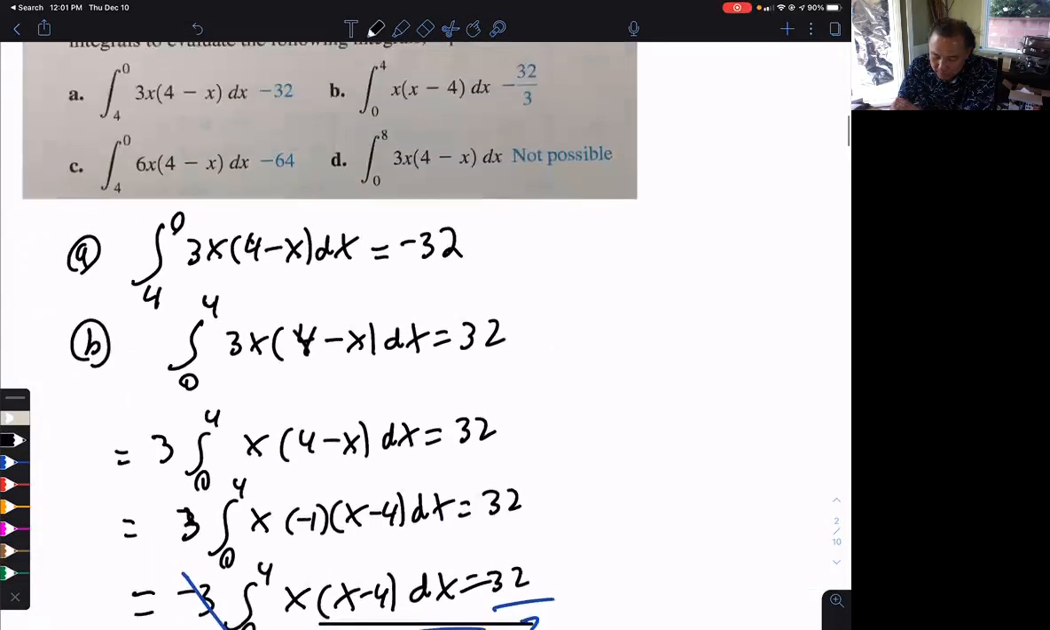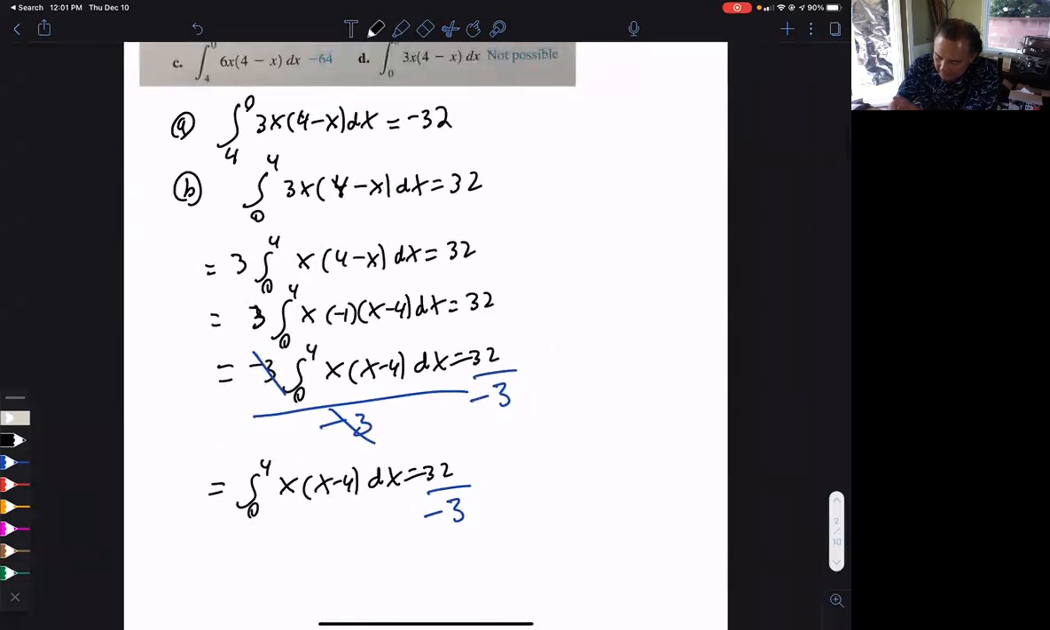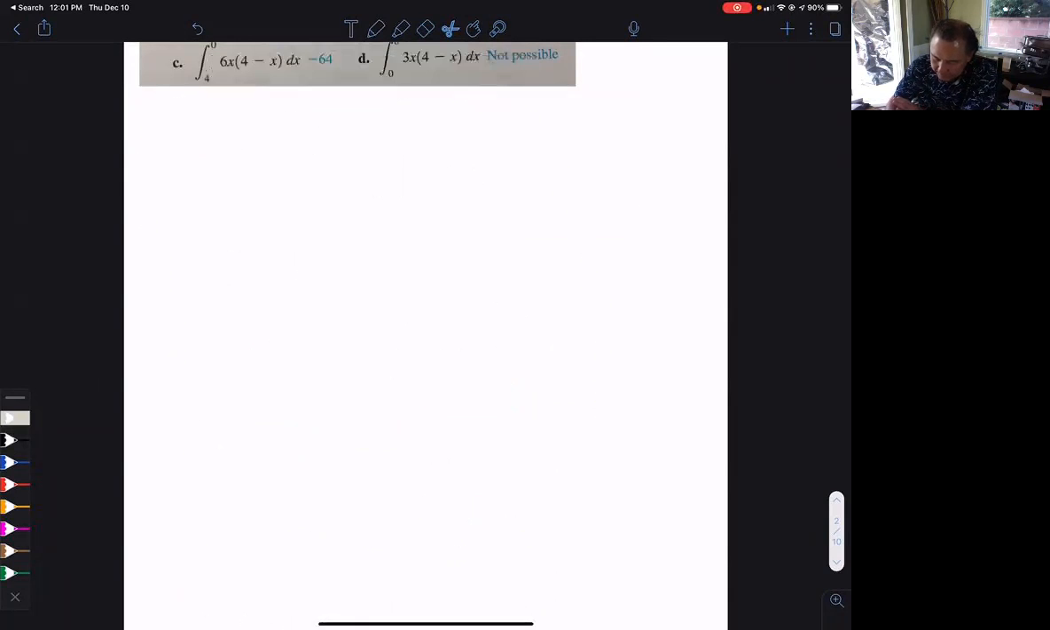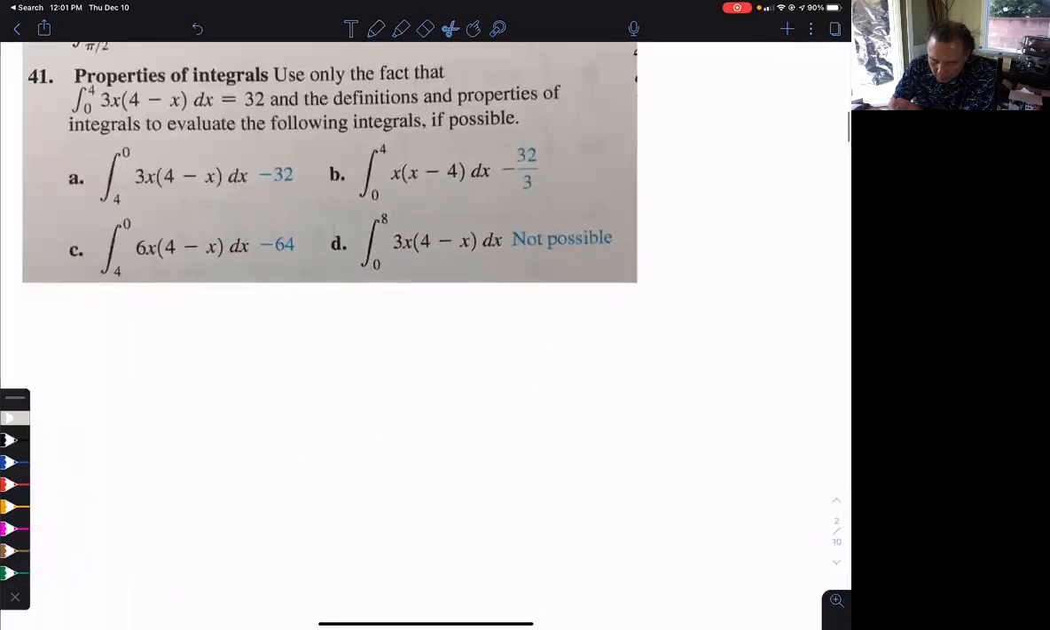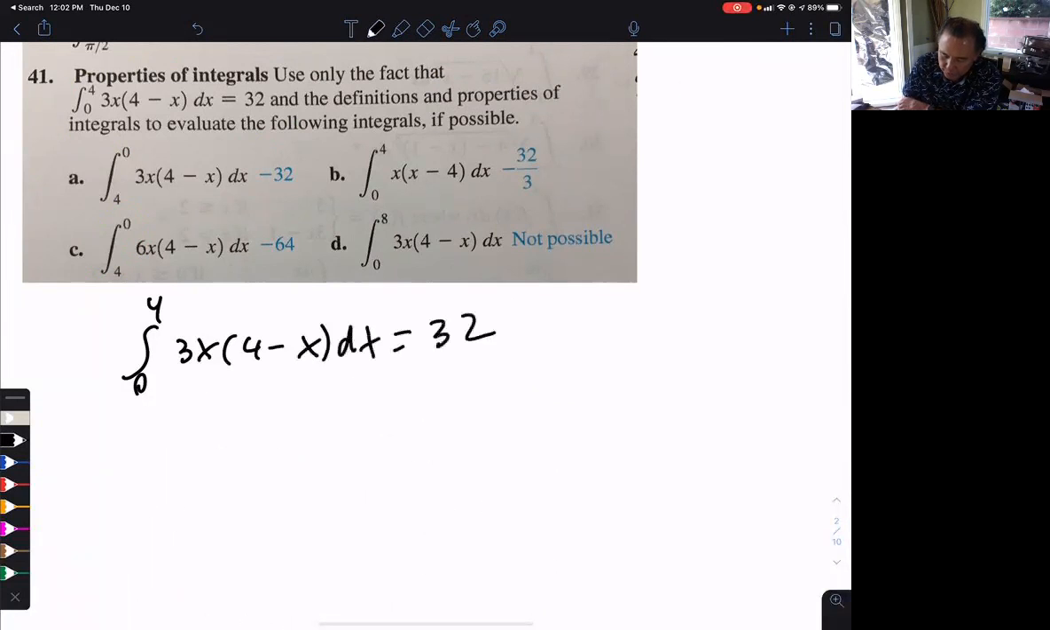All right, I have 2 more parts, C and D. So let me get rid of all of this. I will do C and D. So C. I want a 6 inside, and these have to switch. So I'm going to start with what I have. I know this. The integral from 0 to 4 of 3x(4 minus x) dx is 32. All right, how do I get a 6 there? If I want a 6 there, I need to multiply by 2.